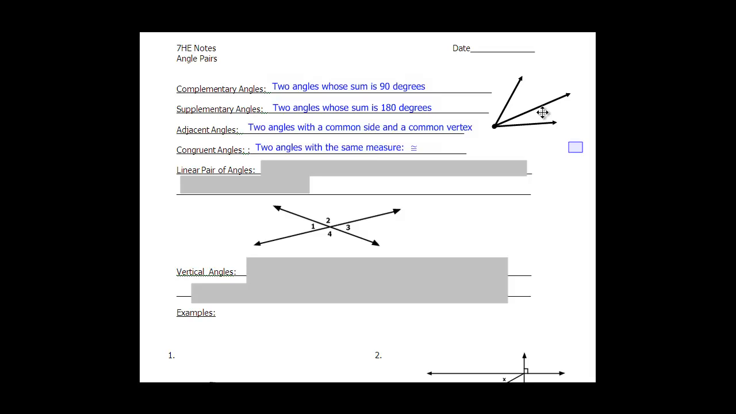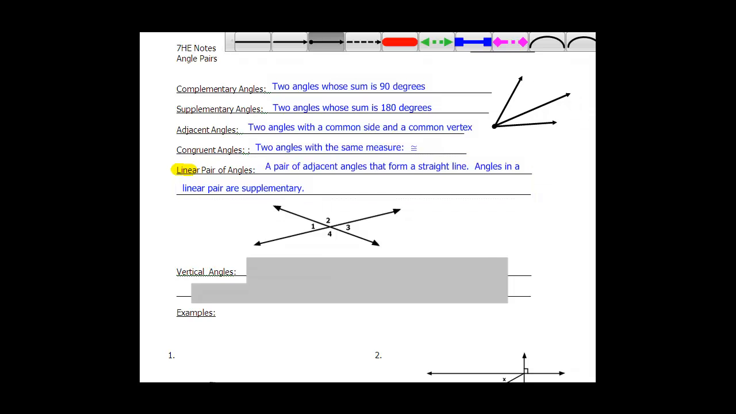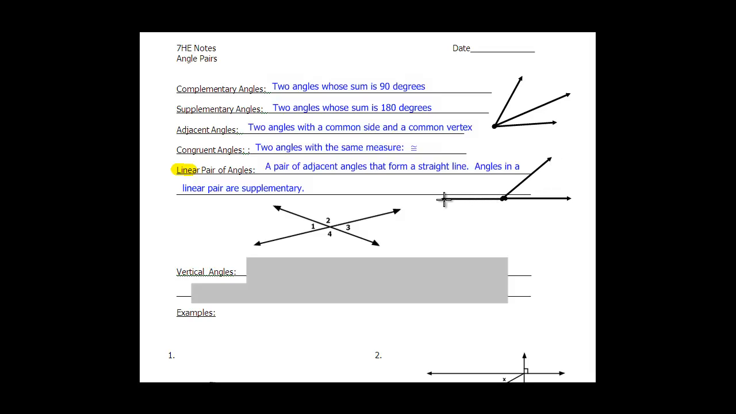Linear pair. In the word linear, you will see the word line. Very important, because a linear pair of angles are a pair of adjacent angles, like we just talked about, that form a straight line. And angles in a linear pair are supplementary. So I have adjacent angles, they share a common vertex, they have a common side, and they form a straight line, okay? And they are supplementary because they equal 180 degrees.